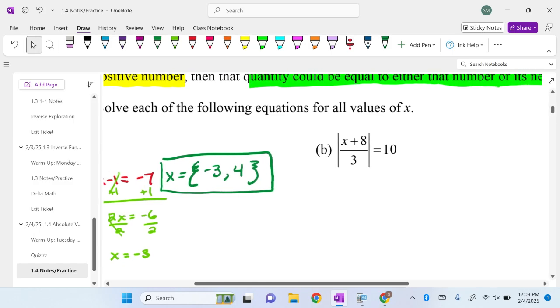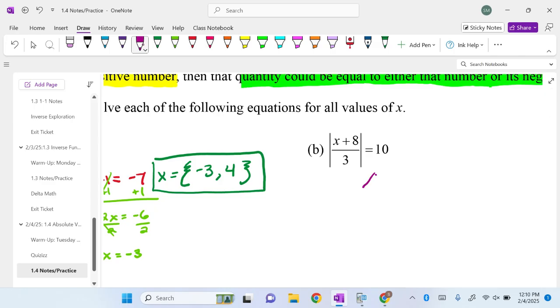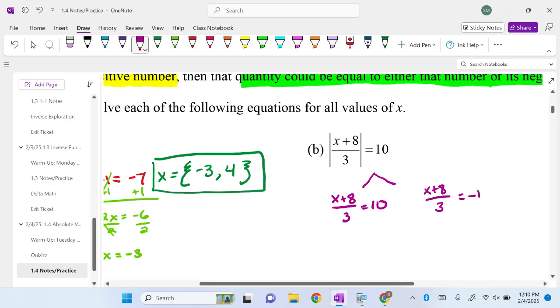All right. What about exercise B? So I got to separate the two equations first. What would one of my equations be? Landon. X plus 8 over 3 equals 10. What's the other one? Someone else. X plus 8 over 3 equals what? Negative 10. So again, we're essentially writing the equation that's within the absolute value twice. We just got to set it equal to its positive and negative. All right, and then we can solve.